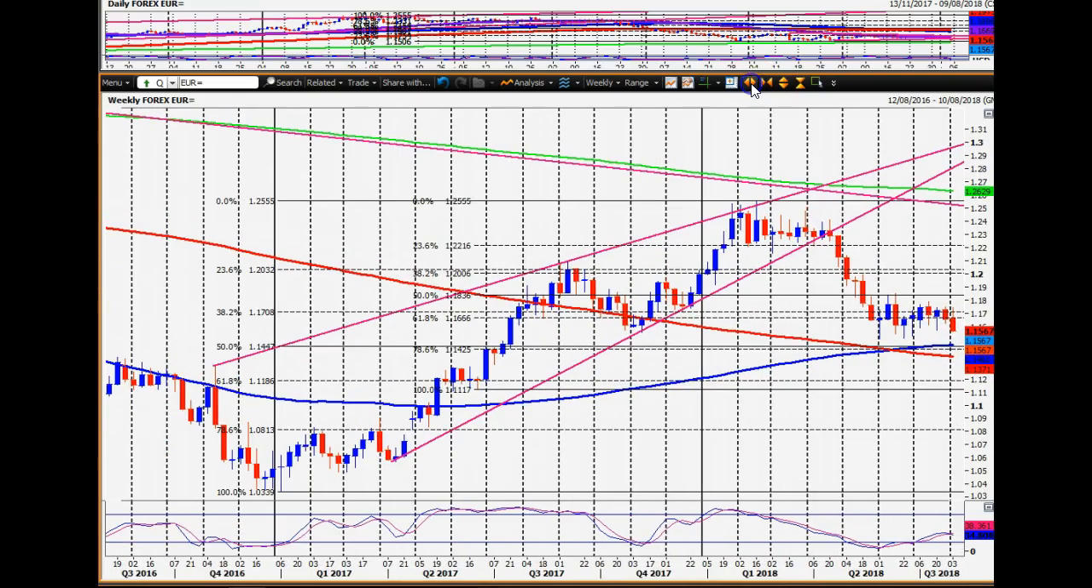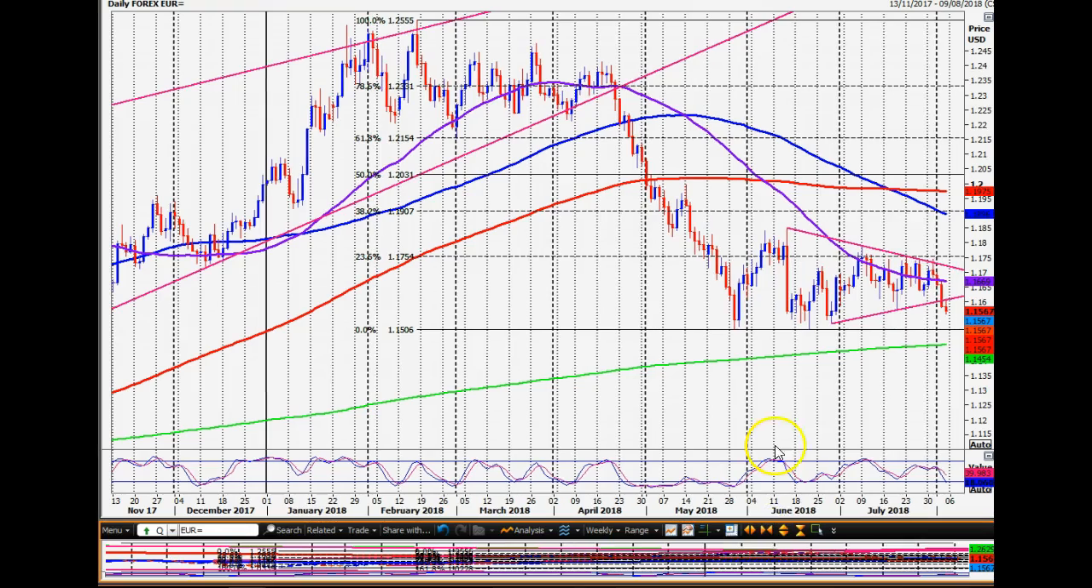Okay, part two, the euro versus the US dollar. The weekly chart says it all. The last 2.5 months we've just traded sideways and there's nothing to give me any indication of what's going on there. So we zoom into the daily chart.